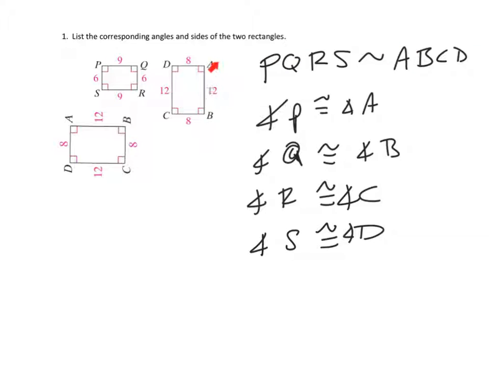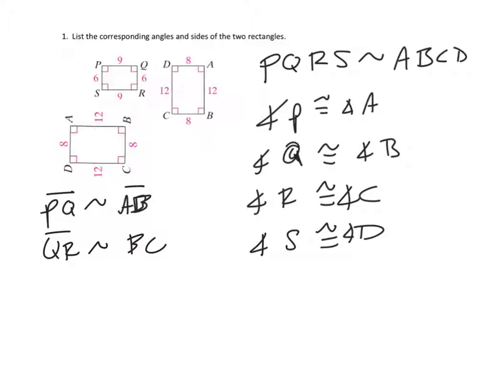So, start with the first side, PQ, AB. So PQ, get the side marker there, is similar with AB. Again, don't forget the mark above it. I will count it wrong if you don't. Then QR, BC, or CB if you prefer here, because we rotated it, right? QR and BC.